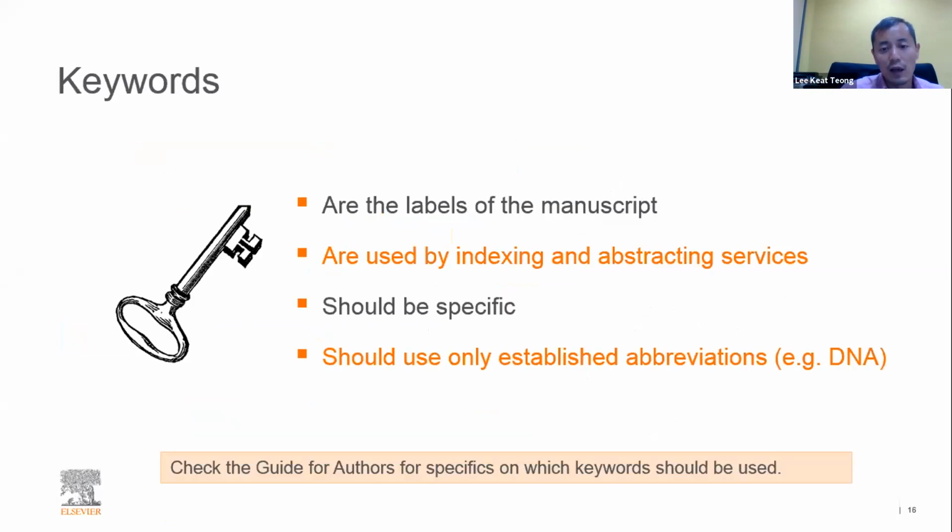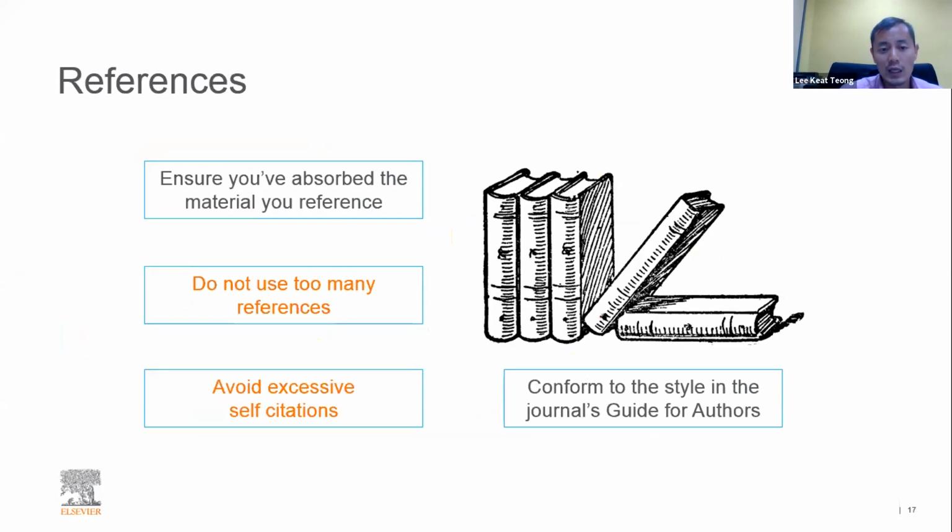Keywords: a quick point I always make. Sometimes people tell me not to repeat the keywords that are already in your title, right? Think of other keywords that can represent your work. Referencing, again, don't use too many references. Avoid excessive self-citation. Normally, you want to cite methods or previous findings that you have published, right?